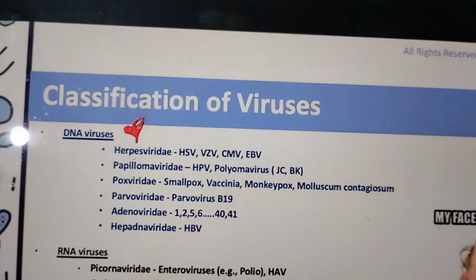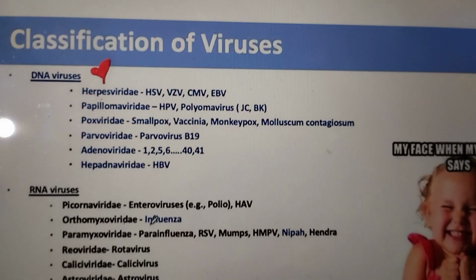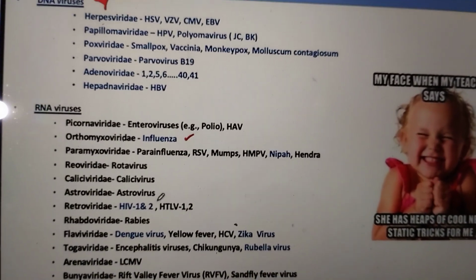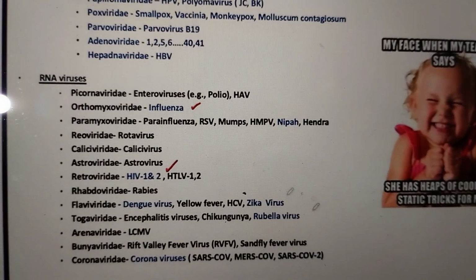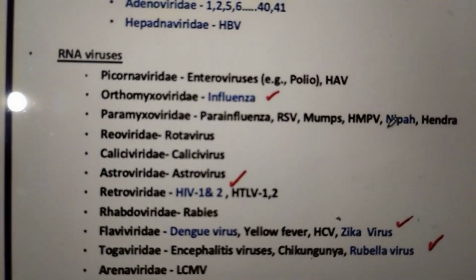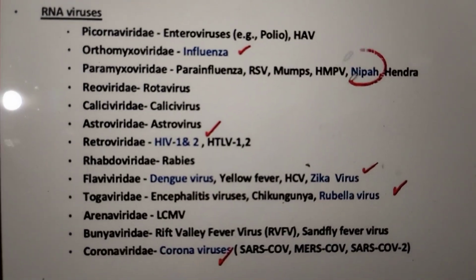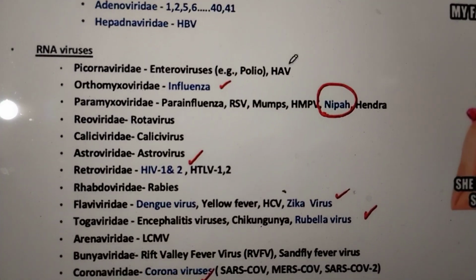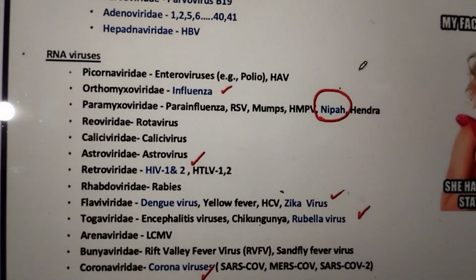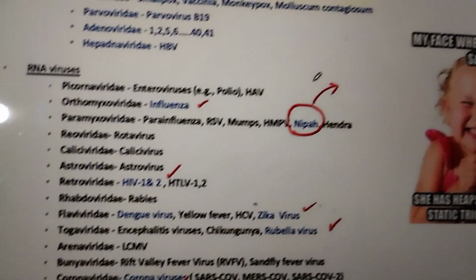And for the RNA viruses, don't worry, even if there are too many, you only have to know the ones highlighted in blue. Why did I include Nipah virus? Because this has been very, very famous lately. It has become endemic in India after the coronavirus.